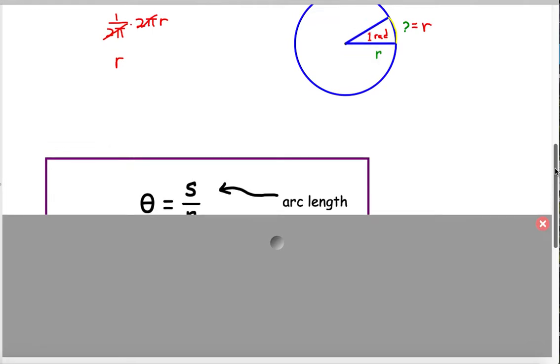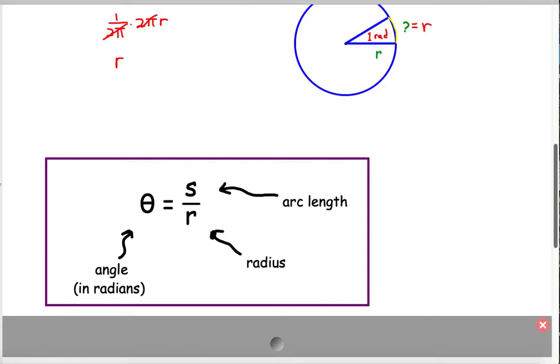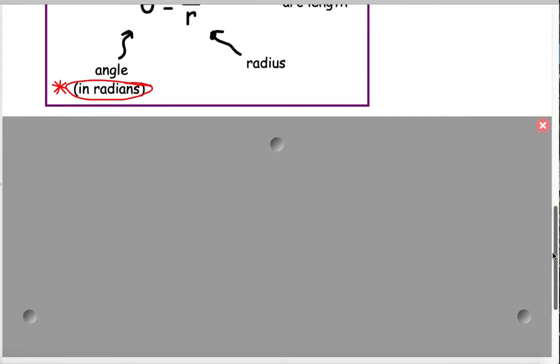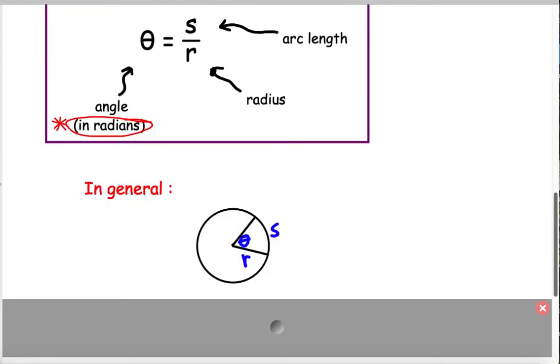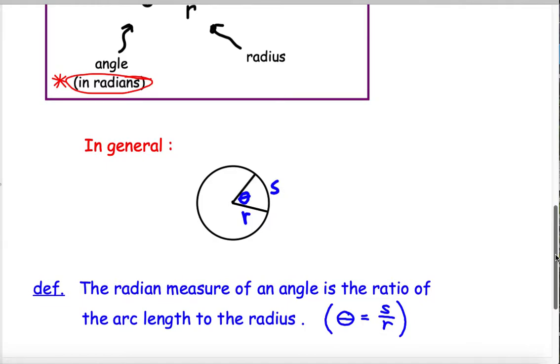And so therefore that gives us this connection: as long as, and this is important, as long as the angle is in radians, not in degrees, that angle is equal to the arc length divided by the radius of the circle. And if you know 2 of those 3 measurements, you can always calculate the third. So in general, for a picture like this, the radian measure of an angle is going to be the ratio of the arc length to the radius.